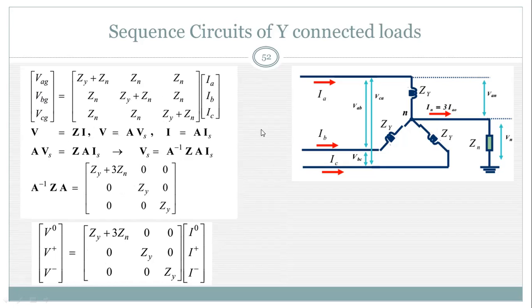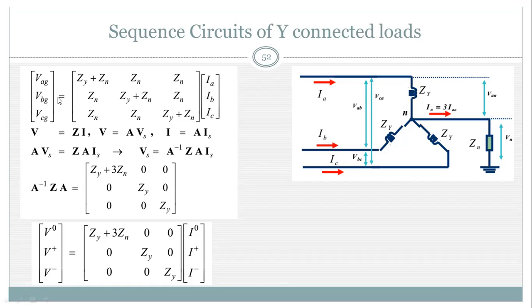Now, if we want to convert the phase voltage and phase current to symmetrical components, we can write that the phase voltage is the impedance matrix into the current. Now the phase voltage is equal to the A matrix into the symmetrical component of voltage, because we want to develop the sequence networks, that is the positive, negative, and zero sequence networks of the system. For this reason, we have to introduce the symmetrical components of current and voltage in this equation.